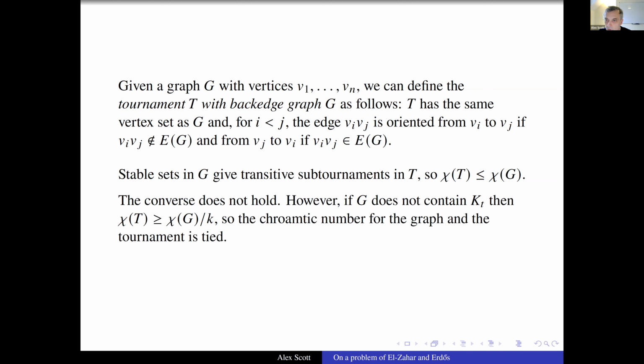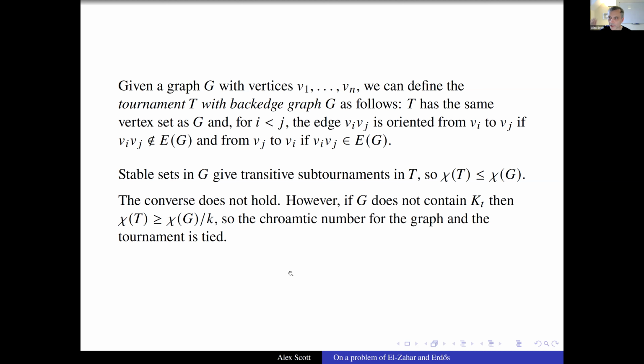The converse doesn't hold. For instance, G could be a clique, in which case it's got a huge chromatic number, but the tournament has chromatic number 1. But it turns out that if G doesn't contain a large complete subgraph, then the chromatic number of T is bounded in terms of the chromatic number of G. So the chromatic number of the graph and the chromatic number of the tournament are tied if you bound the clique number of G.